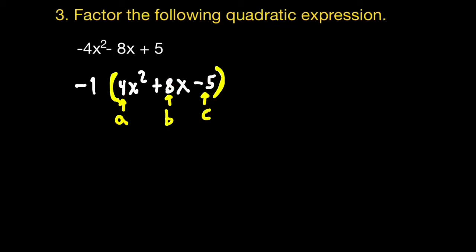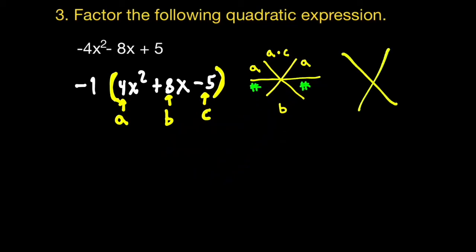I'm going to attempt to factor this with the snowflake diagram since my leading coefficient is not 1. So applying this to my specific example, on the top, I need to record the product of A and C. So 4 times -5, that's going to be -20. On the upper wing, I need to record the A value. That's going to be +4. On the bottom, I need to record the B value. That's going to be +8.